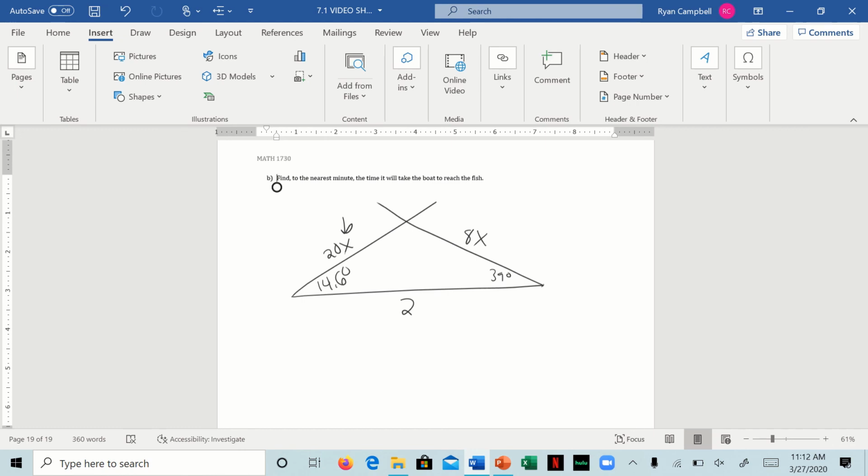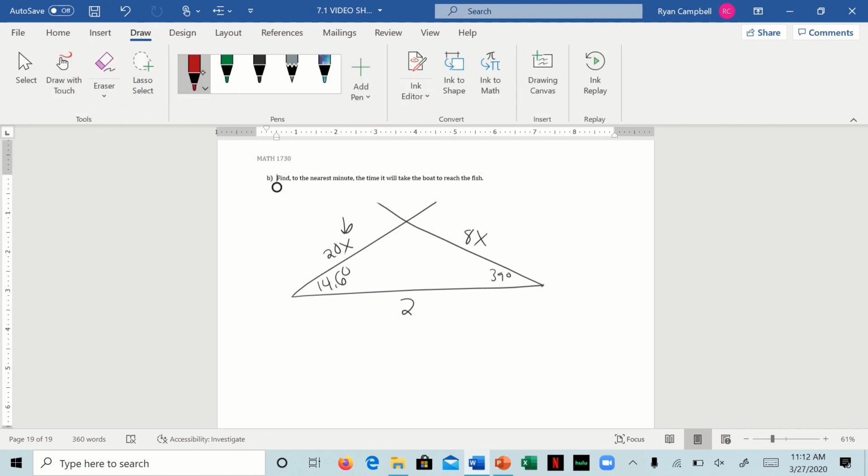Okay, well, basically we need to isolate x. So we can't do what we already did, because remember when we did it this way, we just ended up canceling x, and that wasn't any help. So we need to know something with this actual 2. So what's across from the 2? It's this angle. So what is this angle? Oh, that's easy. We can just do 180 minus the other 2, 39 and 14.6. And when we subtract those out, we end up with 126.4 degrees. So this is 126.4 degrees.